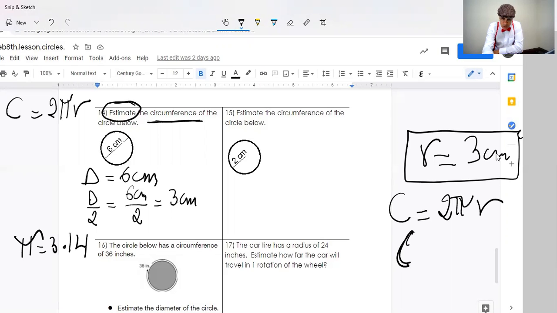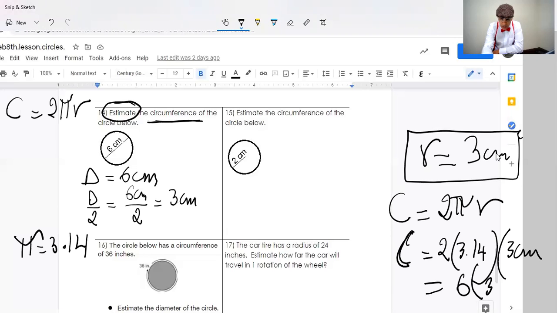So the circumference will be 2 times 3.14 times the radius, which is 3 centimeters. So 2 times 3 is 6, 6 times 3.14, and just put that in your calculator to get the answer, okay? Or sometimes we'll write it in terms of pi, we just write it as C equals 6 pi, or 6 times pi. 3.14 is pi, okay?